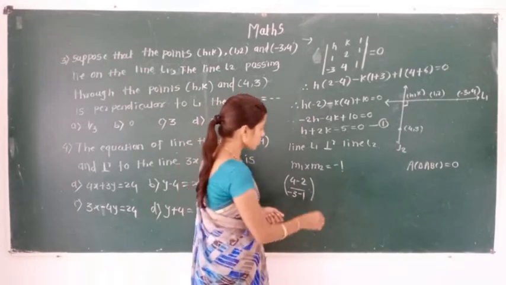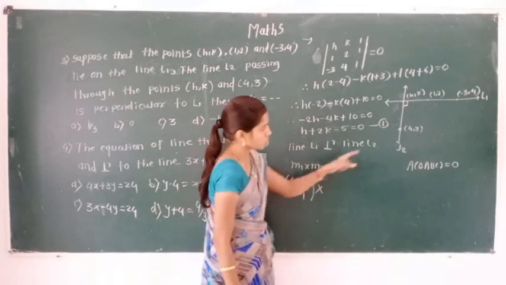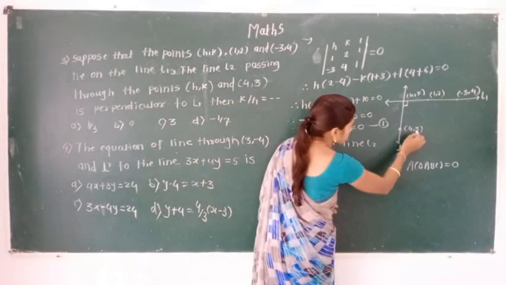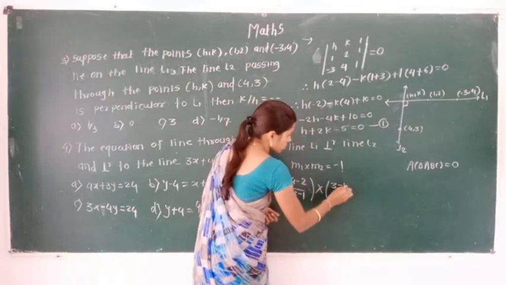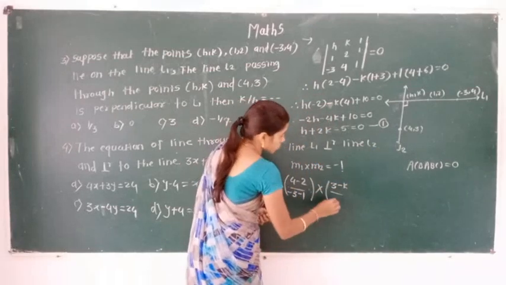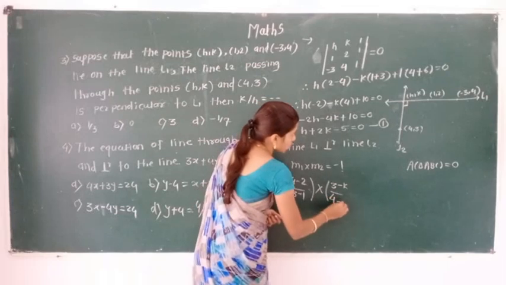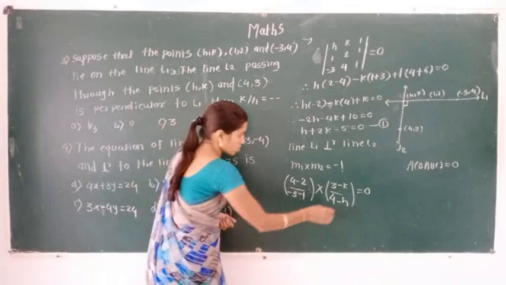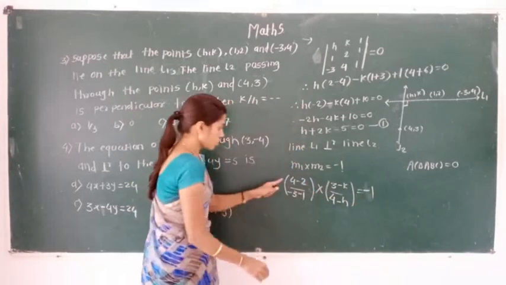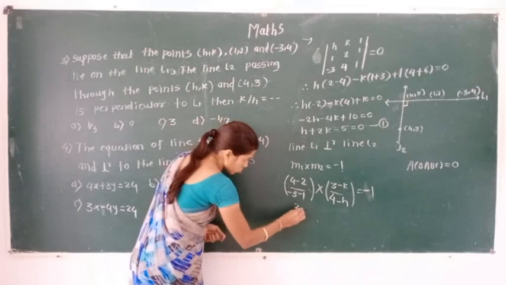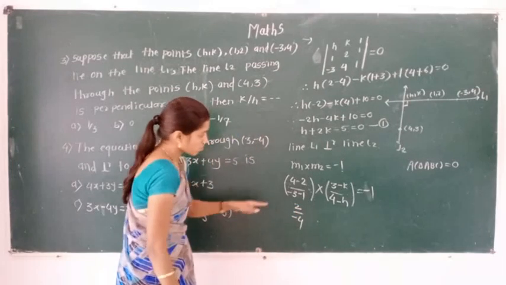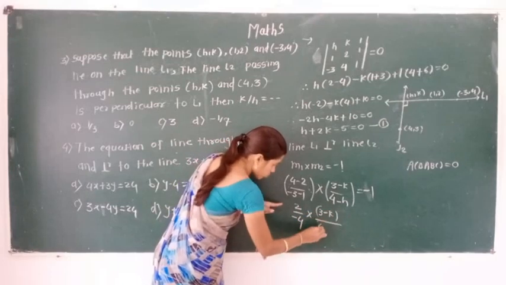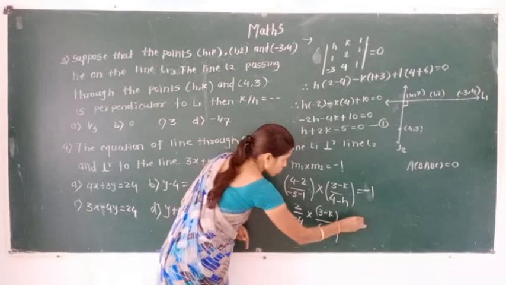Then into m2, the slope of line L2. For L2, y2 minus y1 is 3 minus k, divided by 4 minus h. Now simplify this, and it is equal to minus 1. The product gives 2 divided by minus 4, into (3 minus k) divided by (4 minus h), is equal to minus 1.